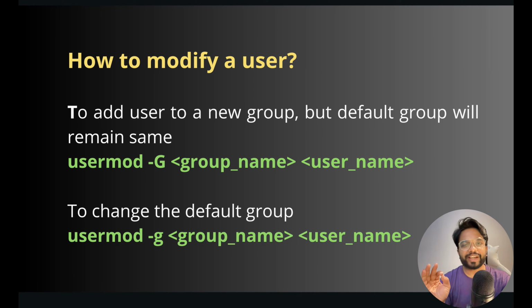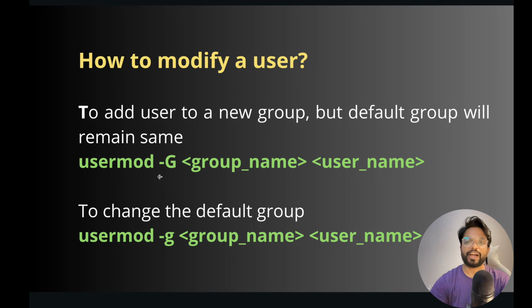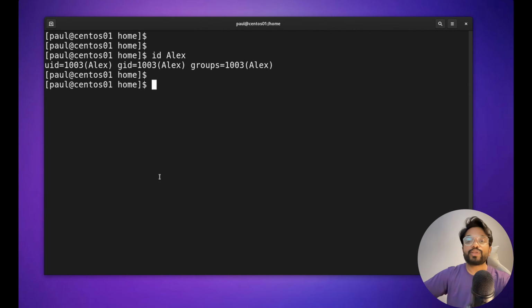Now let's see how we can modify a user. In this section we will cover two parts. So first one is how to add a user to a new group, but the condition is the default group will remain the same. For this we are going to use the usermod, meaning modification command, -G, okay, to add the extra group.